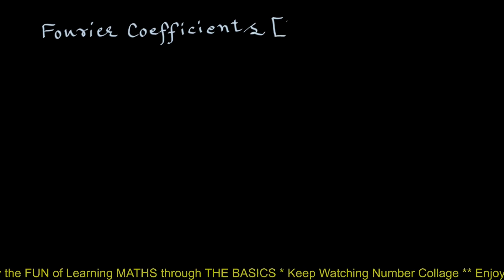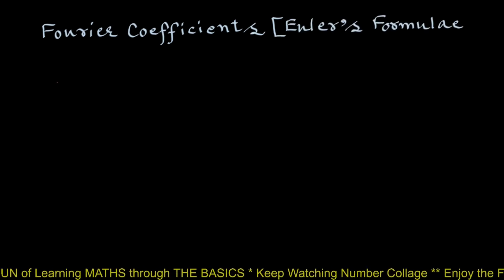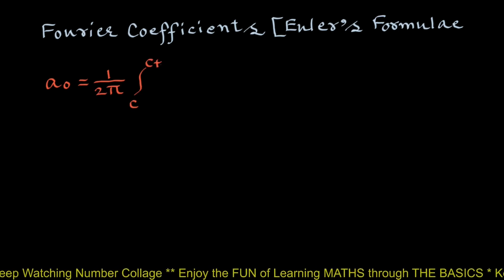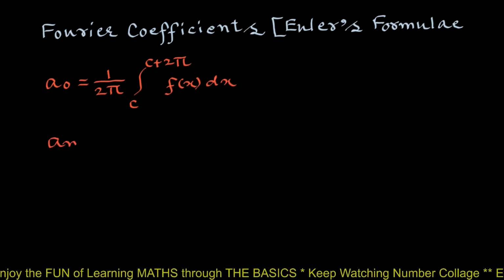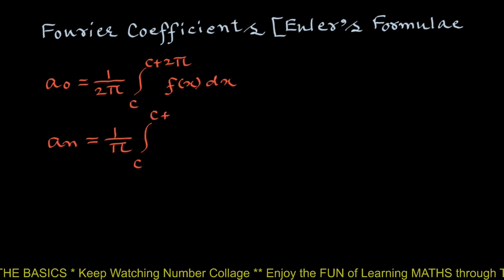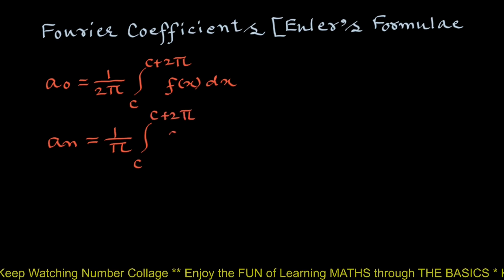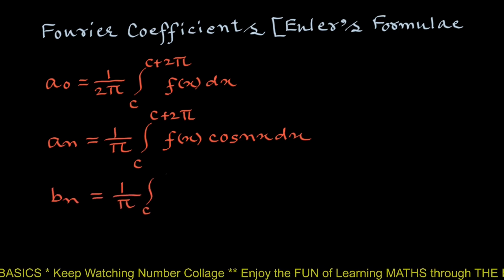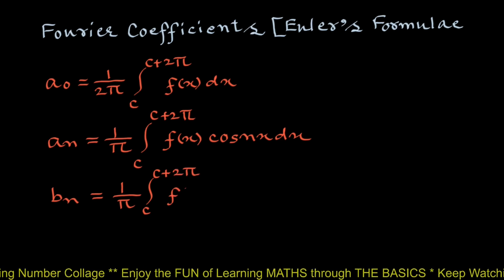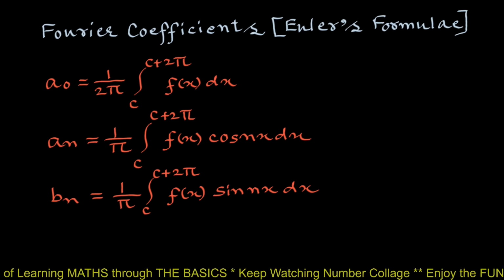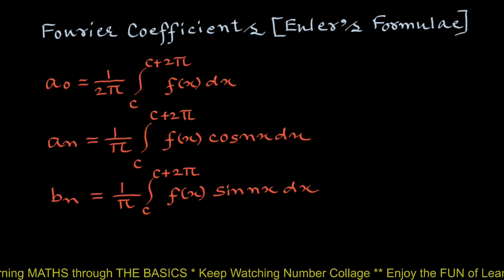So in summary, Fourier coefficients or Euler's formulae are: a0 is 1 upon 2 pi integral from c to c plus 2 pi f(x) dx. an is 1 upon pi integral from c to c plus 2 pi f(x) cos nx dx, and bn equals 1 upon pi integral from c to c plus 2 pi f(x) sin nx dx. This is all for today. We will discuss more about this in the next video.